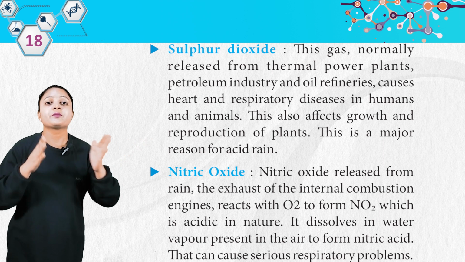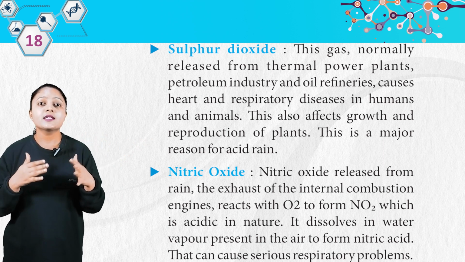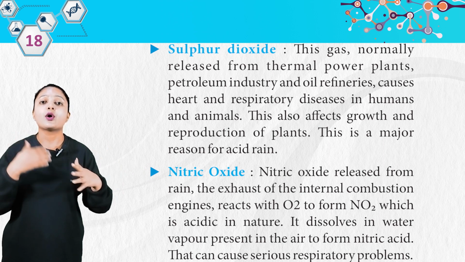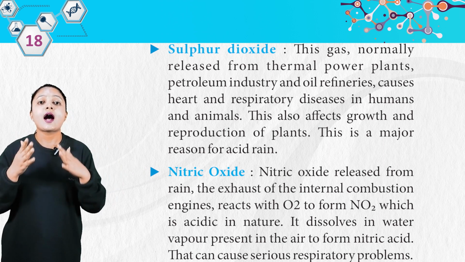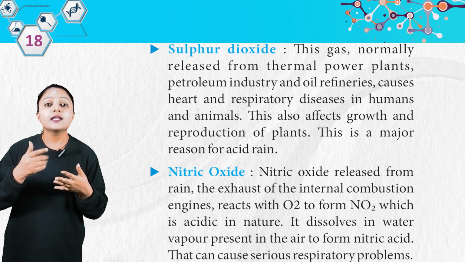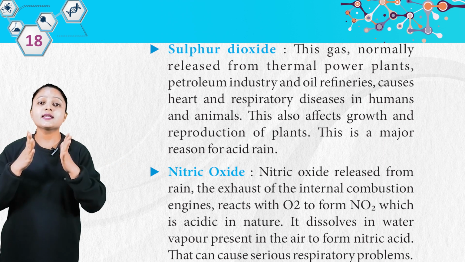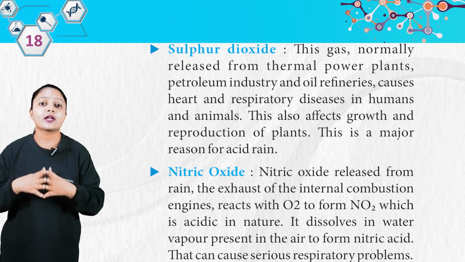Sulfur dioxide. This gas, normally released from thermal power plants, petroleum industry, and oil refineries, causes heart and respiratory diseases in humans and animals. This also affects growth and reproduction of plants. This is a major reason for acid rain.